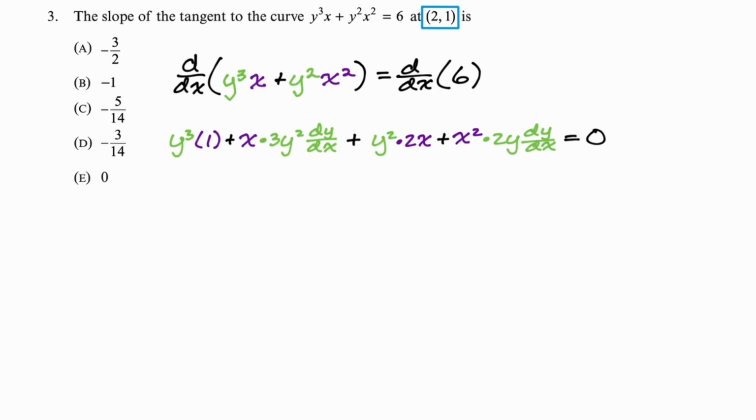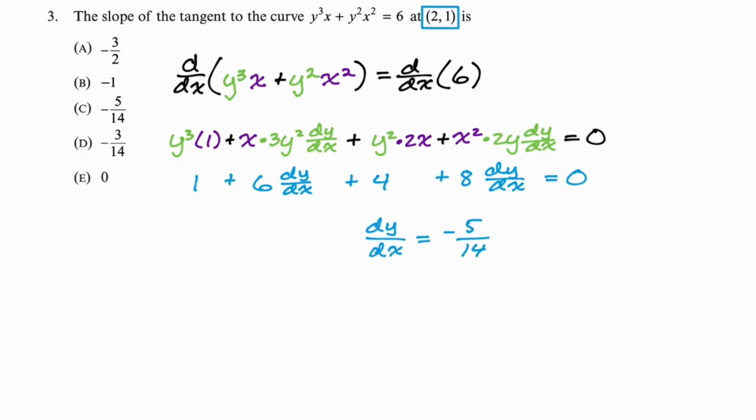So we're going to get 1 cubed times 1 is 1, plus 2 times 3 times 1 is 6 dy dx, plus 1 times 2 times 2 is 4, plus 4 times 2 times 1 is 8 dy dx equals 0. So it's like 5 plus 14 dy dx. So subtract 5, divide by 14. dy dx is negative 5 over 14. So our answer looks like C.